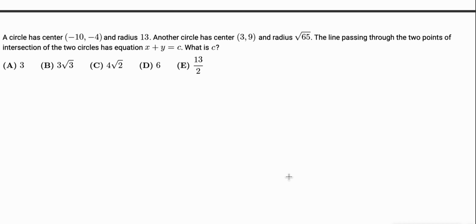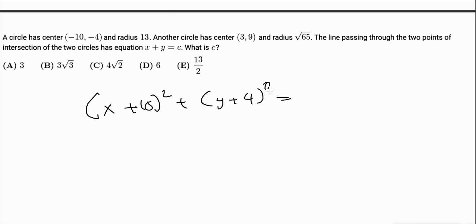Once again, this is algebra disguised as geometry. So let's just get to it. A circle has a center and radius 13. So let's get the equation for that circle. You get (x + 10)² + (y + 4)² = 13².